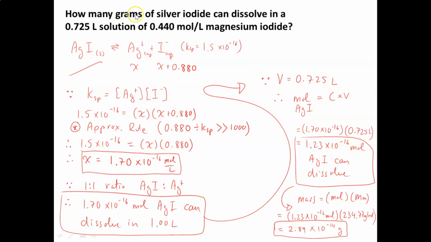But the question asked how many grams of silver iodide can dissolve. So we've got to convert it from moles into a mass, which is equal to moles times the molar mass. You've got the mole value here. The molar mass value can be found from the periodic table. And there you have it, 2.89 times 10 to the power negative 14 grams of silver iodide can dissolve if you had a solution that was 0.440 moles per liter of magnesium iodide already dissolved in that solution.